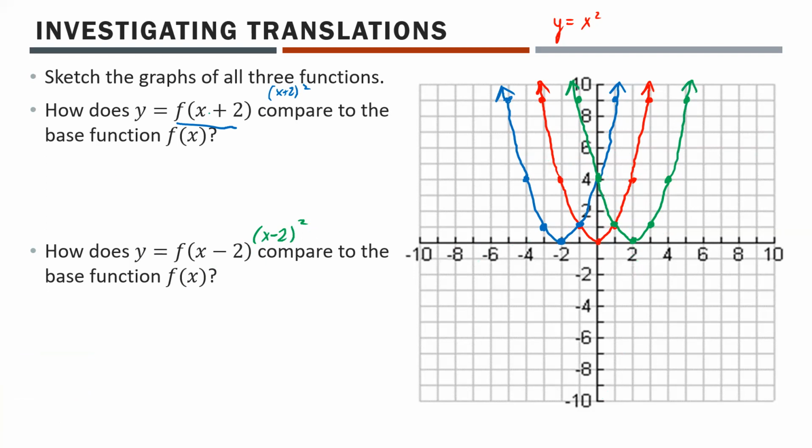We'll focus on that blue one first, where we had f of x plus 2. This time around, I think it's actually a little more clear what's happening to this graph. Remember, the red function was our base function. That's what we're basing everything off of. F of x plus 2 looks like it moved it to the left by 2. So I'll even write that. It moved left by 2. As for f of x minus 2, that one looks like it moved right by 2.